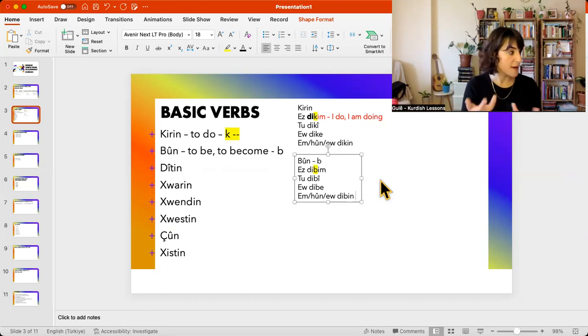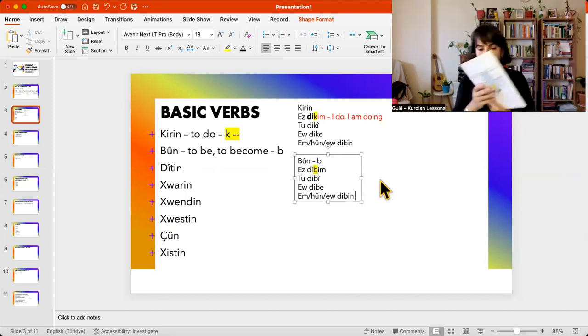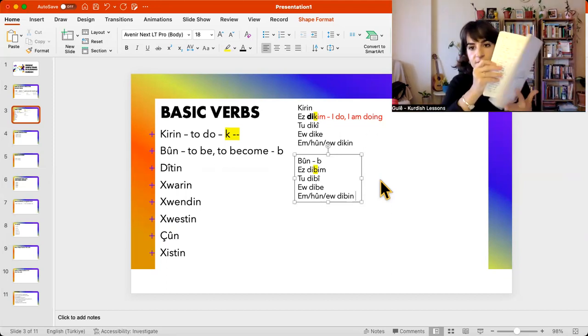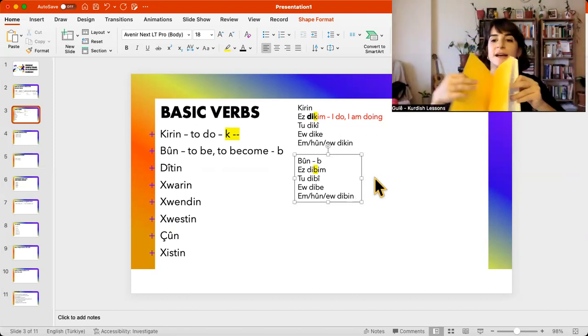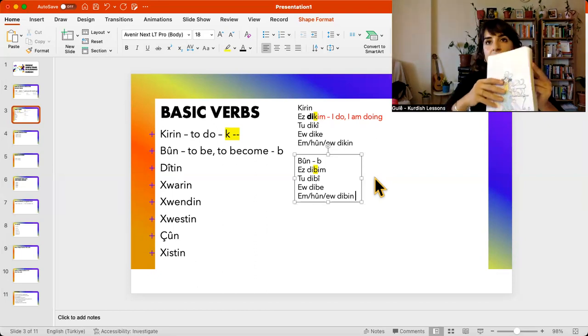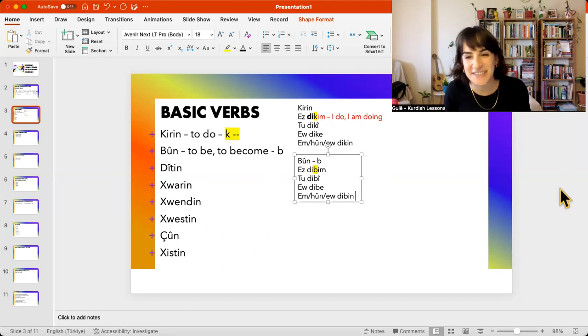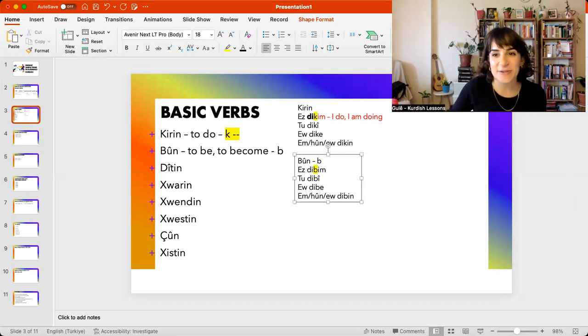My suggestion is to have a notebook only for conjugations. I want to show you my notebook for French. I'm not a good student, but still I have a notebook where I write only the conjugations, and I check them when I need it, or I review them sometimes. Okay, so we did kirin, we did bûn, and the next verb is dîtin.